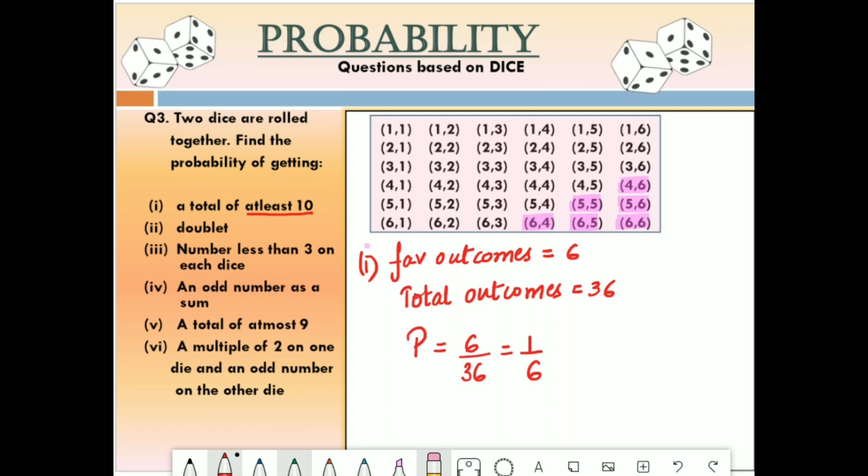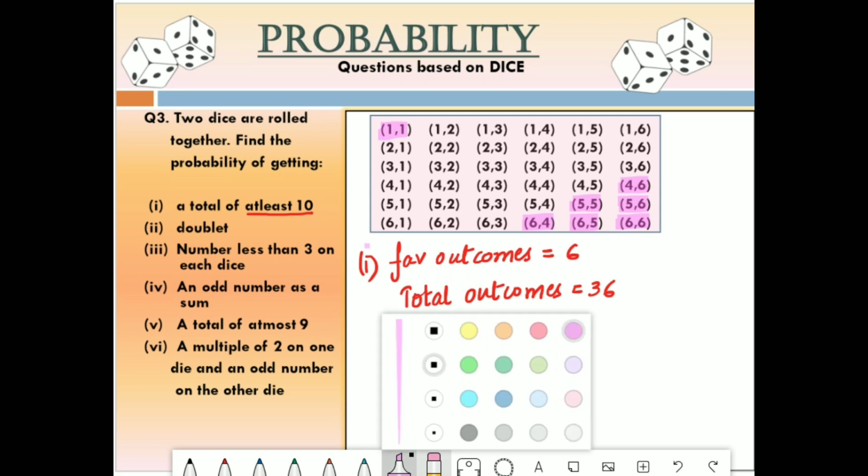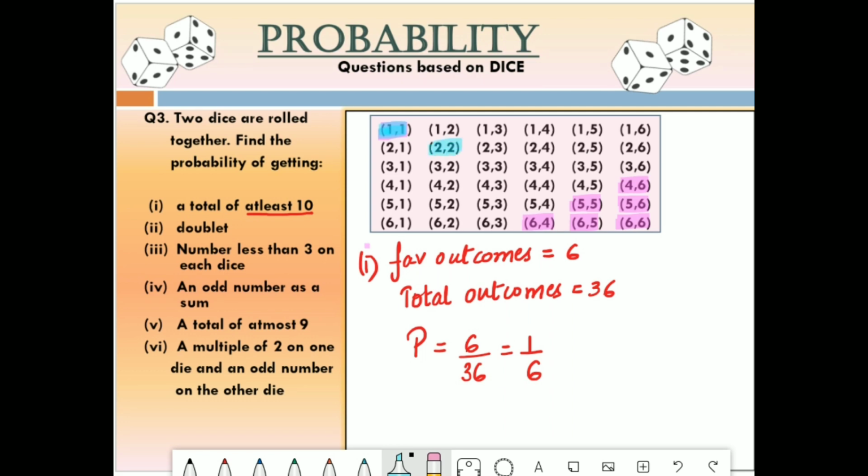Okay, now the second part is a doublet. When the dice are rolled, if both the numbers are same, then that means it's a doublet, like 1 1. Okay, I'm using another color here just to avoid confusion. Okay, 1 1, 2 2, 3 3, 4 4, 5 5 and 6 6. So the numbers which are highlighted in blue are the doublets. So again we have 6 favorable cases. So in this probability will be equal to, again we have 6 favorable outcomes and total outcomes as 36. So 1 upon 6 is the final answer.